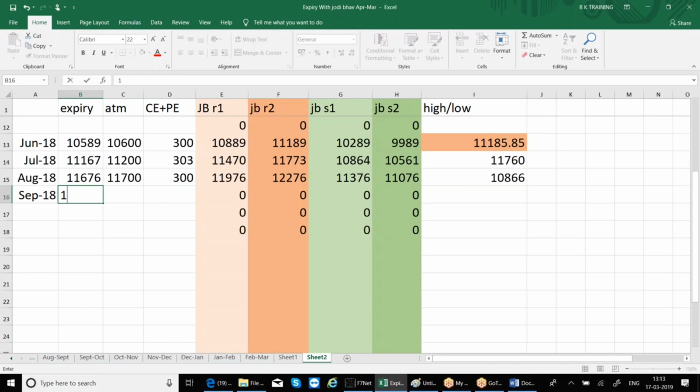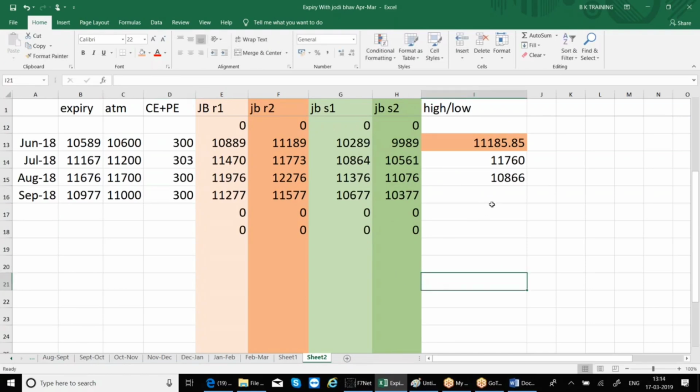And September expiry was 10,977. So 11,000. Again 300. What can be S3? Tell me. 10,077. S3 can be 10,077. S3 can be 10,077. Webinar people.